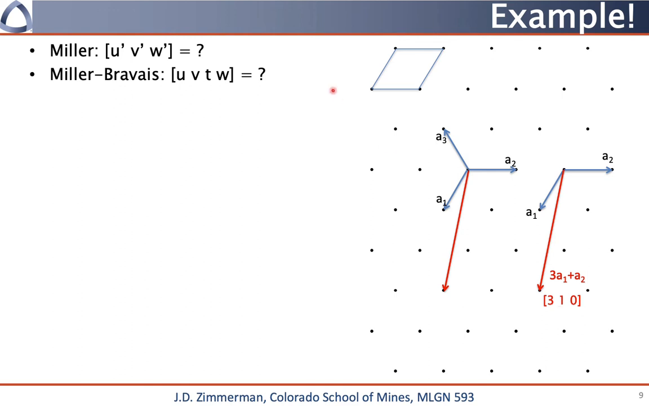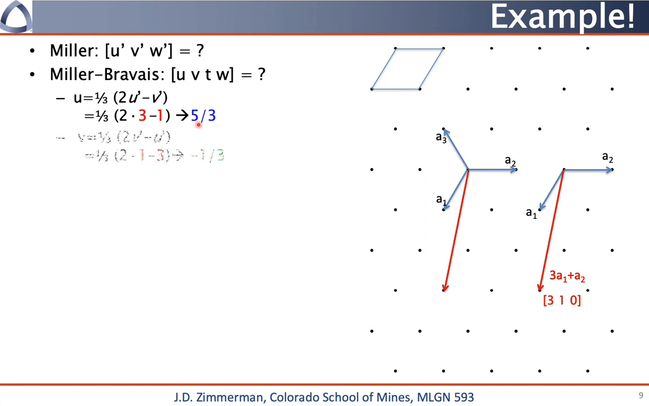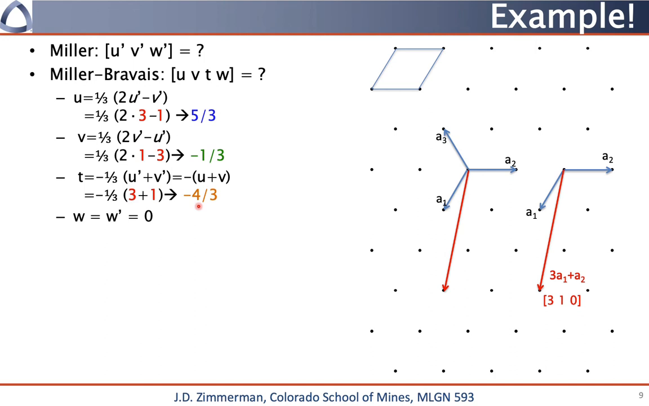But if we want this in Miller-Bravais notation using all four indexes, what we have to do is use these mathematical transformations we developed on the last slide. If we plug in u prime is equal to 3 and v prime is 1 and do the math, you get that u is 5/3. You do the same math and you get v is minus 1/3 and t is minus 4/3. w is equal to w prime, which is 0 in this case.